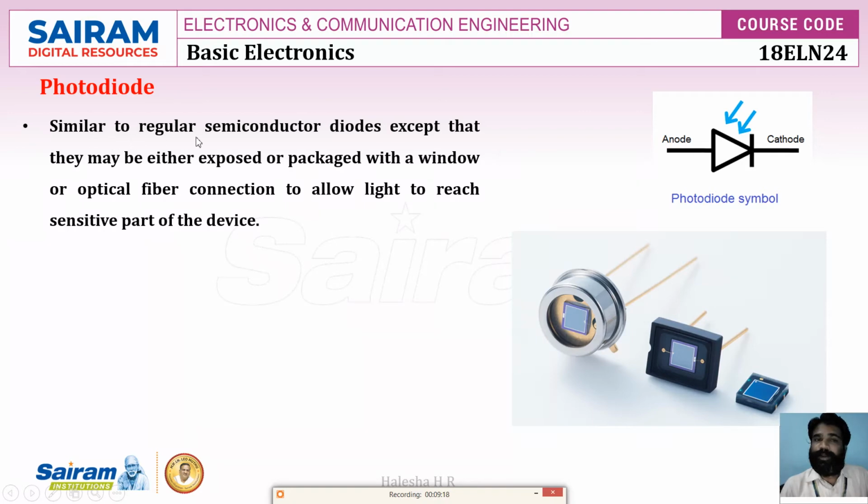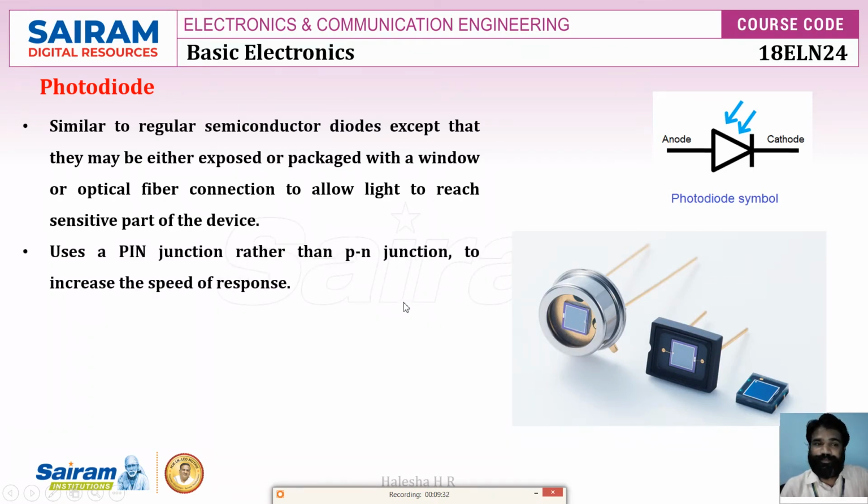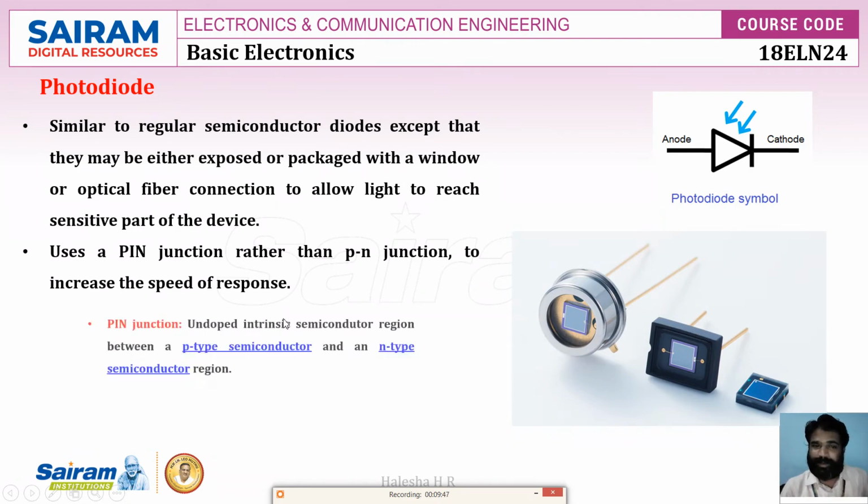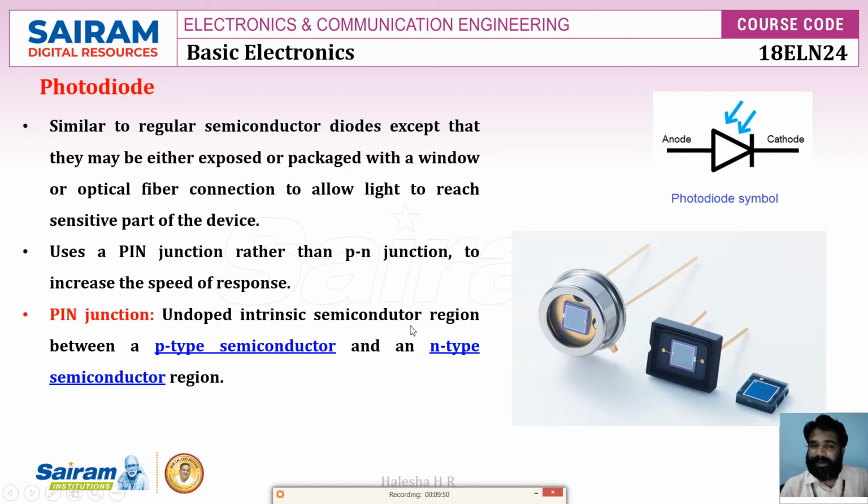Again, similar to a regular semiconductor diode, except they are either exposed to or packaged with a window or optical fiber to allow light to reach. As I said, this is the window. Again, it uses a PIN junction. PIN means P-type, intrinsic semiconductor, and N-type semiconductor rather than a PN junction, to increase the speed of response. That means an undoped intrinsic semiconductor region is used between the P-type and N-type semiconductors. These are the layers of the PIN diode: P-type semiconductor, I intrinsic semiconductor, and N-type semiconductor.